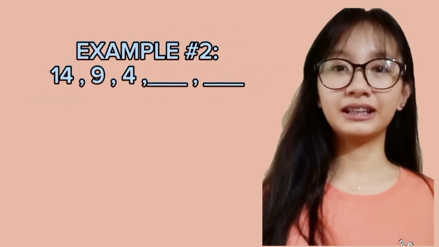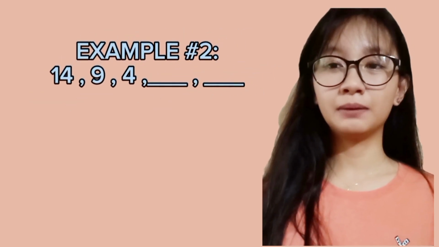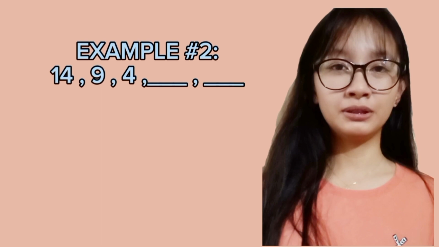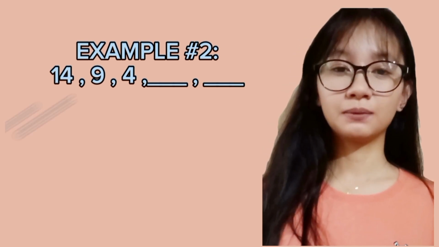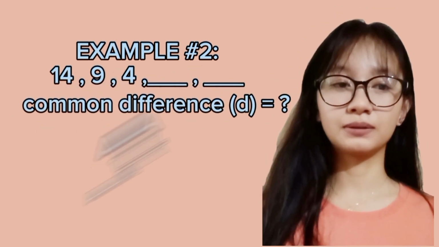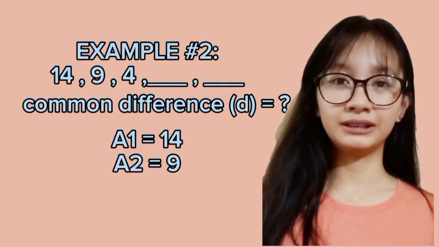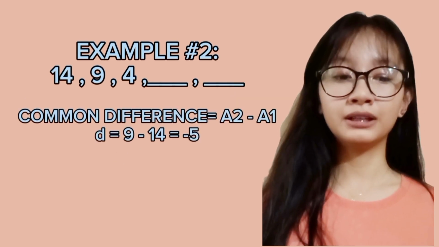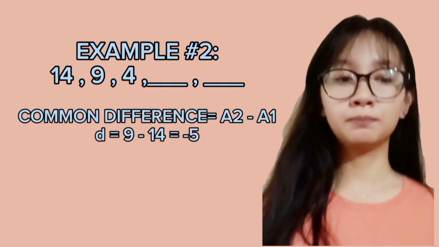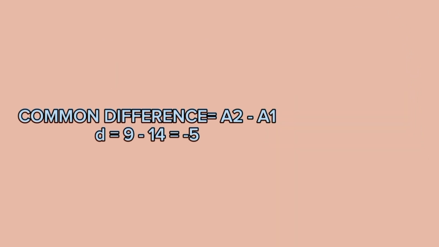Number 2 is 14, 9, and 4. Now let's find the missing two terms. But before we start finding the missing two terms, we will find the common difference first. Our a sub 1 is 14 and a sub 2 is 9. Now let's subtract a sub 2 and a sub 1.